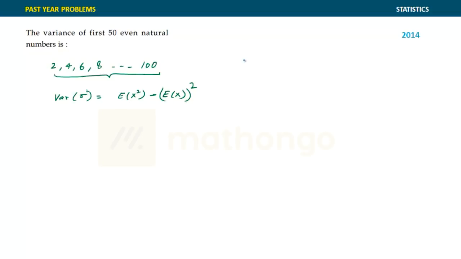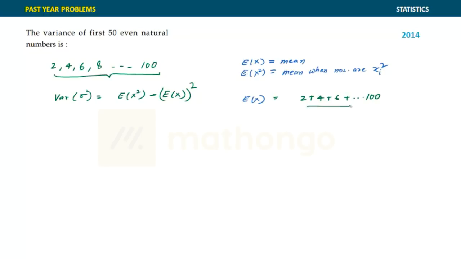For example, what is Ex? I am repeating again, Ex is nothing but the mean, very simply. And Ex square is nothing but the mean when the observations are not xi but xi square. So first, let's calculate Ex. Ex is 2 plus 4 plus 6 up till 100, divided by 50, since there are 50 numbers.